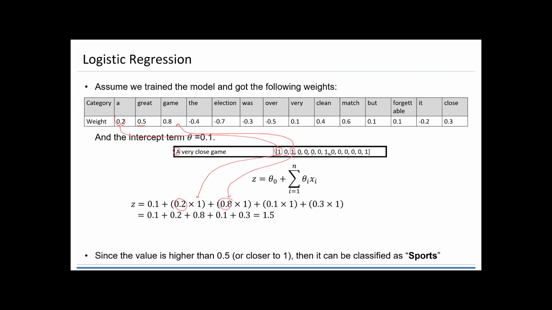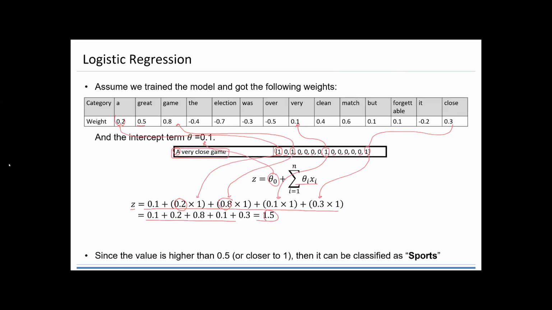So the word here is very. Okay, so the word very is 0.1. And then 0, 0, 0, and 1. 1 is the last one, 0.3. So this is 0.3. Then we can get the value of z. So this is the summation: theta 0, which means the intercept, plus the total of each weight multiplied by the respective x. And we can get 1.5.